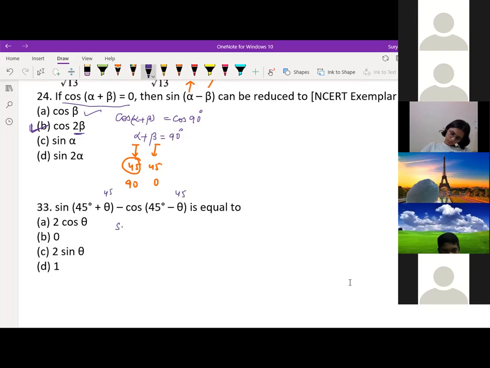So what will come? Sine 90 minus cos 0. Sine 90 is 1. Cos 0 is also 1. The answer is what? 0, right? Got it? But sir, if we put the value, will we get the answer? Yes, sir.